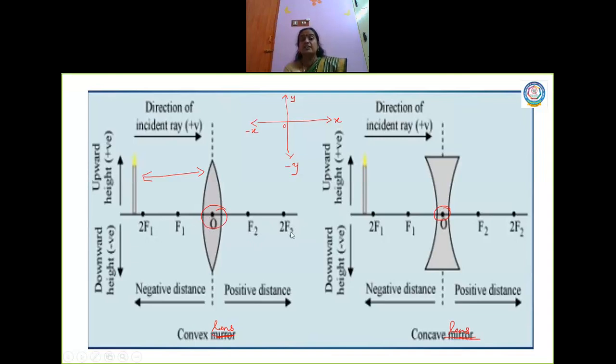All the real and inverted images are to the right side of the lens. So whatever you measure to the right side is taken as positive, because the right side is the direction of the incident ray. The incident ray goes from left to right. So whatever values you measure towards the right are taken as positive.